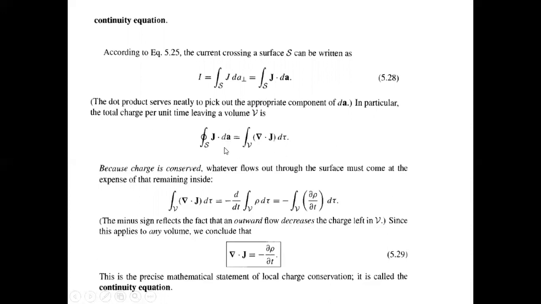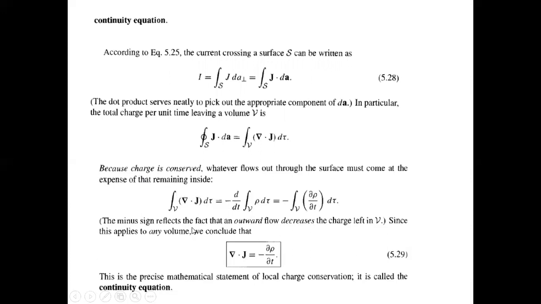If we take a closed loop integration of this one, and by using one of the equations we discussed before, Green's theorem, we can convert it like this. We convert it to a volume integration. Now, because charge is conserved, whatever flows out through the surface must come at the expense of the remaining inside.